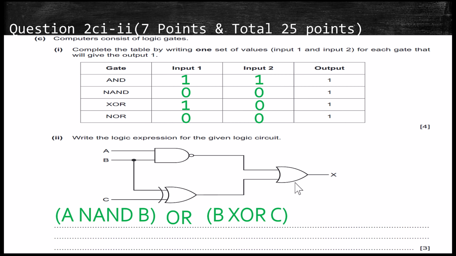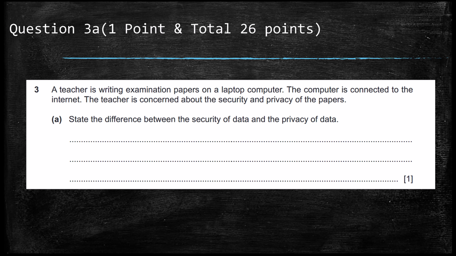Let's take a look at the next question. A teacher is writing examination papers on a laptop computer. The computer is connected to the internet. The teacher is concerned about the security and privacy of the papers. State the difference between the security of data and the privacy of data.